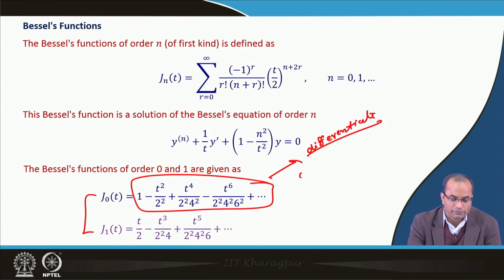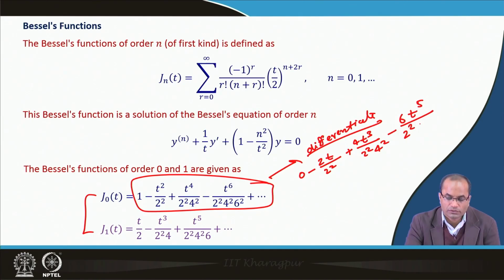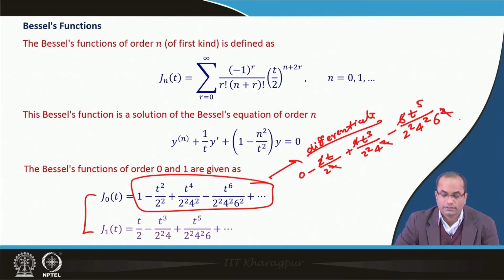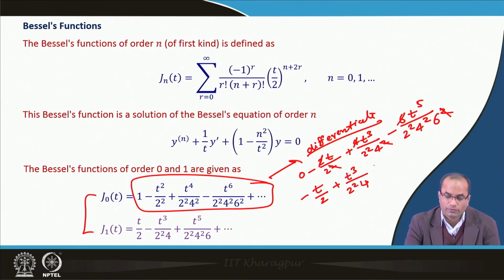So, the derivative of 1 will be 0, then we have minus 2t over 2 squared, then 4t cubed over 2 squared 4 squared, then 6t^5 over 2 squared 4 squared 6 squared. So the 2 will get cancelled, the 4 will also get cancelled, and the 6 will also cancel its square. So what we are getting then is minus t by 2 plus t cubed over 2 squared 4, then t^5 over 2 squared 4 squared 6, and so on.